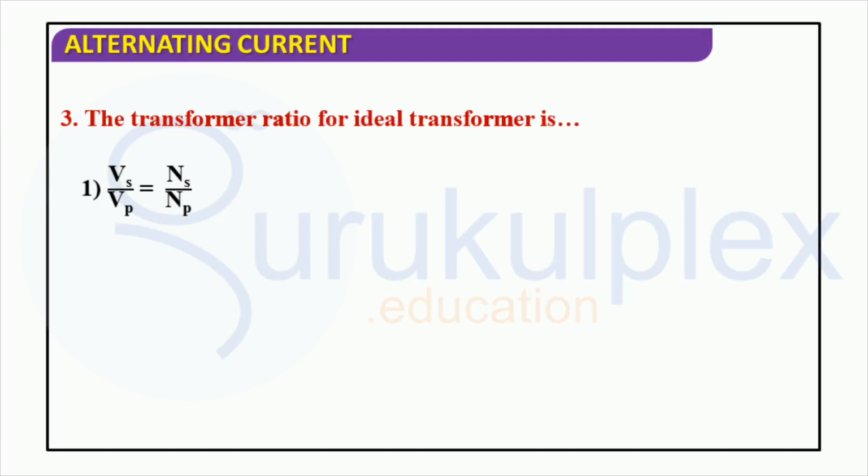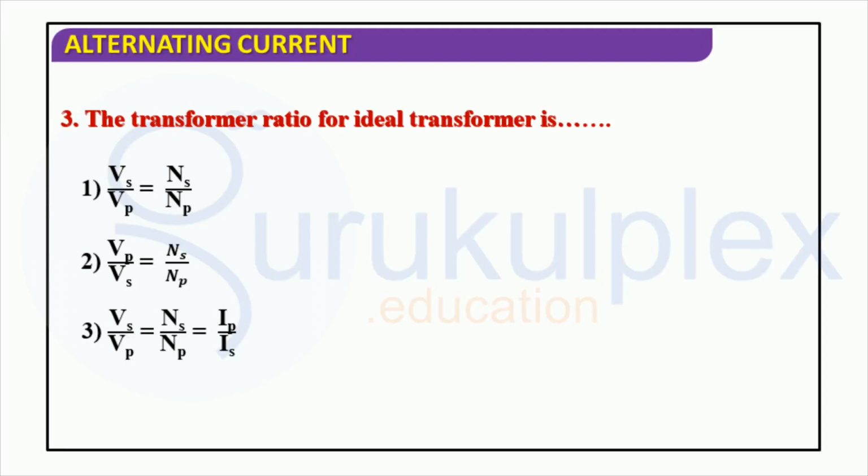Transformer ratio, in an ideal transformer, is the ratio of the number of turns in the primary winding to the number of turns in the secondary winding. This ratio determines the voltage output of the transformer. Generally, the higher the voltage in the primary winding, the higher the voltage in the secondary winding.